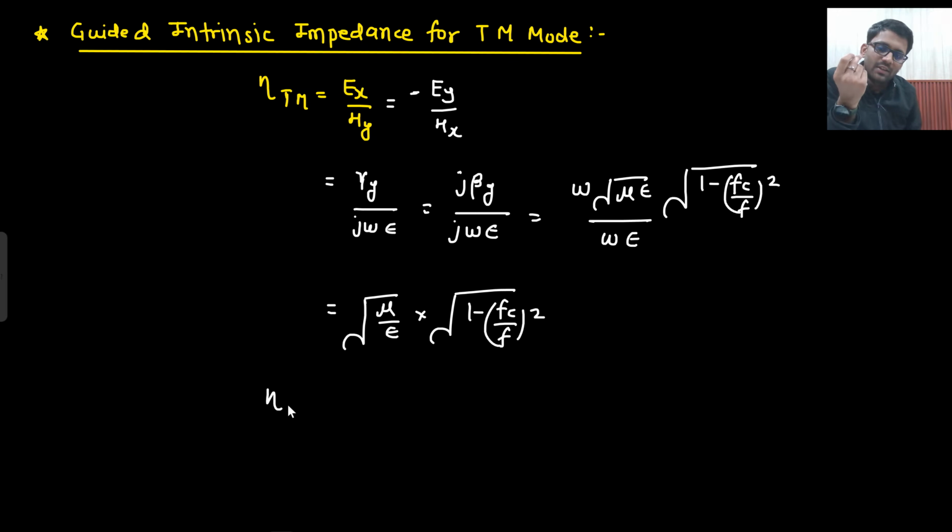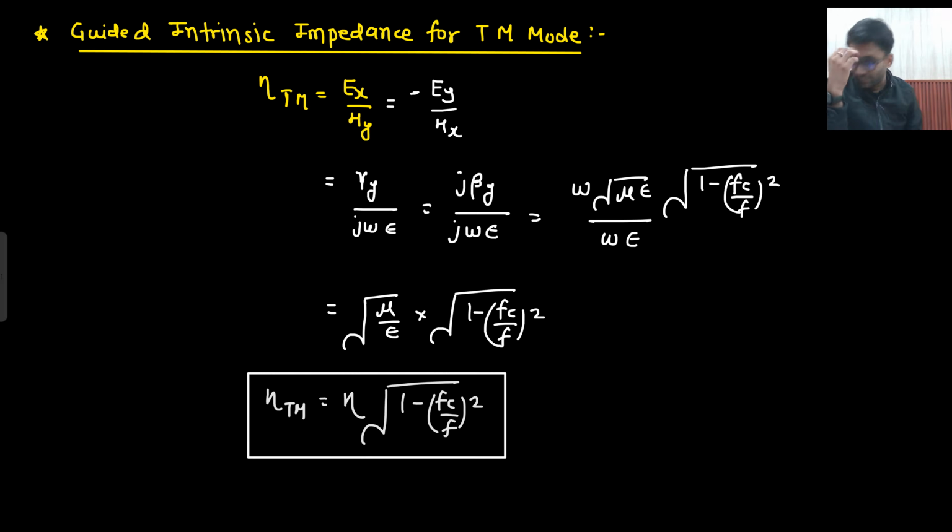So what is eta TM? Eta TM is equal to eta into under root 1 minus fc by f whole square. This is your eta TM.